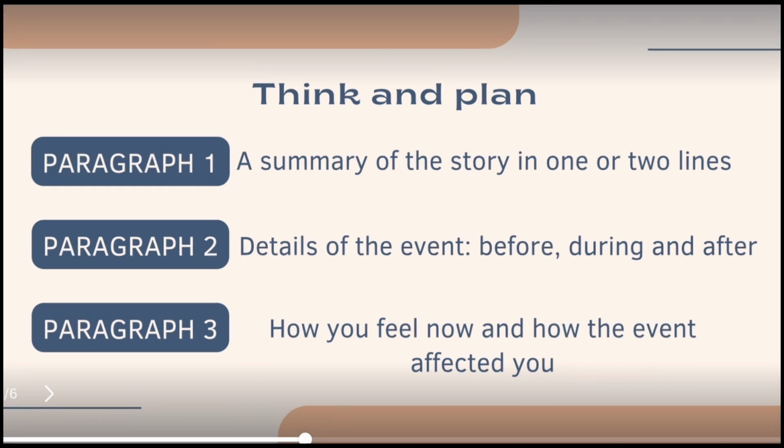In the first one, you must make a summary of the story that takes up about 1 or 2 lines. In paragraph 2, you should give some details of the event, such as what happened before, during, and after the event. And in the last paragraph, you should express your feelings and how the event affected you.